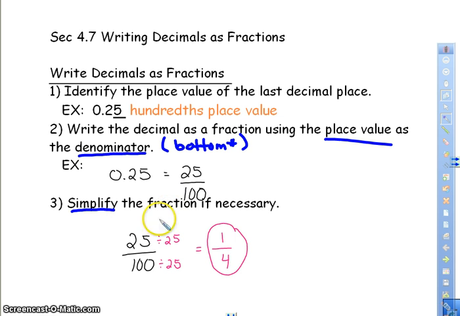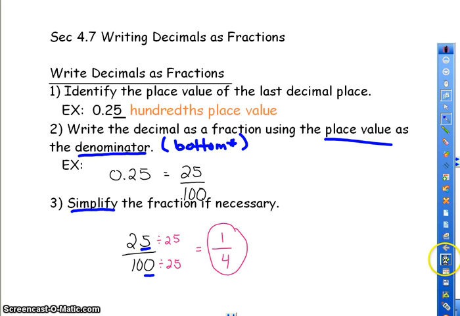So what can go into 25 and 100? In one step, I can divide both of them by 25. If you saw that you could divide by 5, that's fine, and then you would have to do it again. Our divisibility rule for 5 is that anything that ends in a 5 or 0, a 5 can go into, so you can start there if you get stuck. But 25 divided by 25 is 1, 100 divided by 25 is 4. And if you think about these as being quarters, 4 quarters go into a dollar. So 25 hundredths can be simplified to 1/4.